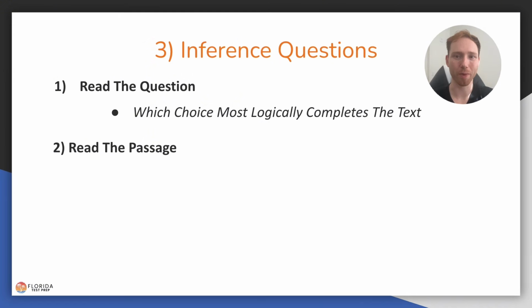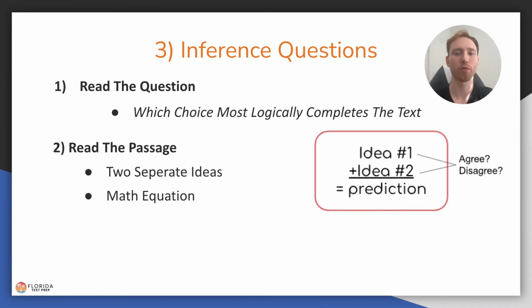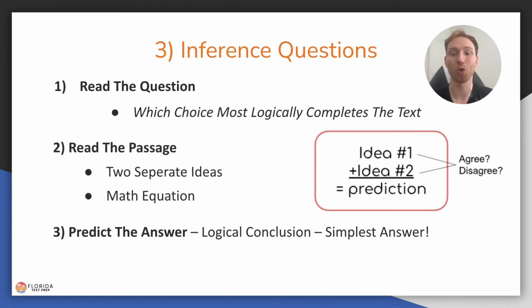You want to go ahead and read the passage, and these passages are a little different than the rest. They always have 2 ideas mentioned in the passage. It's kind of like a math equation. You want to find the first idea, find the second idea, think about it for a sec. Do these ideas disagree? Do they agree? And then you predict the logical conclusion that would occur.